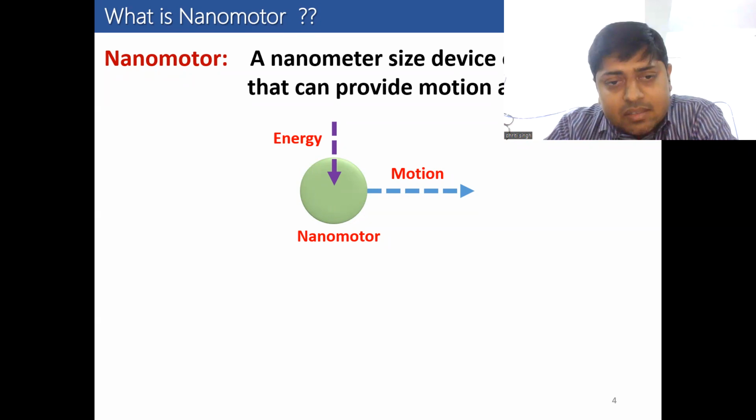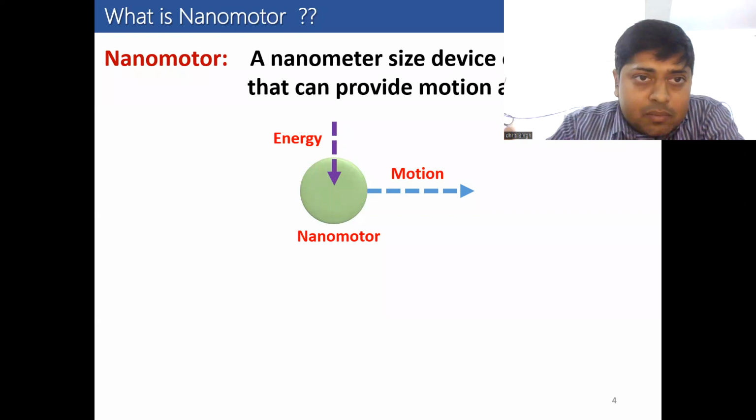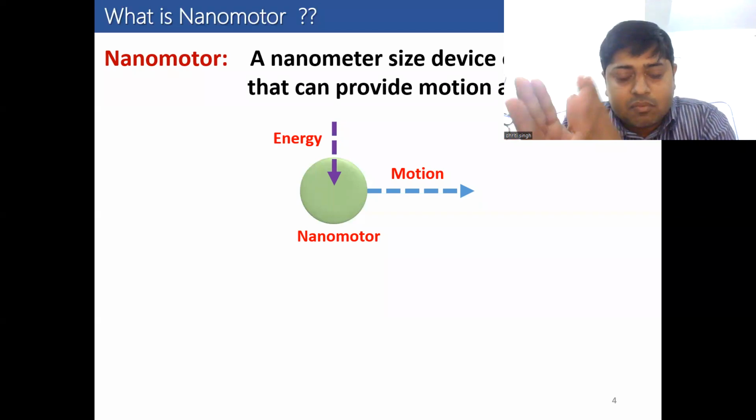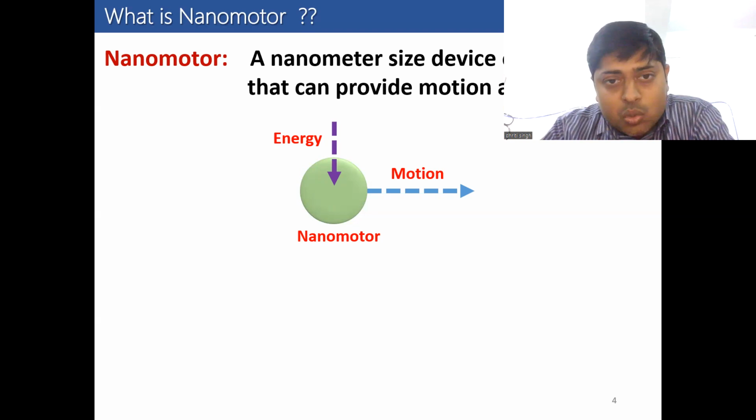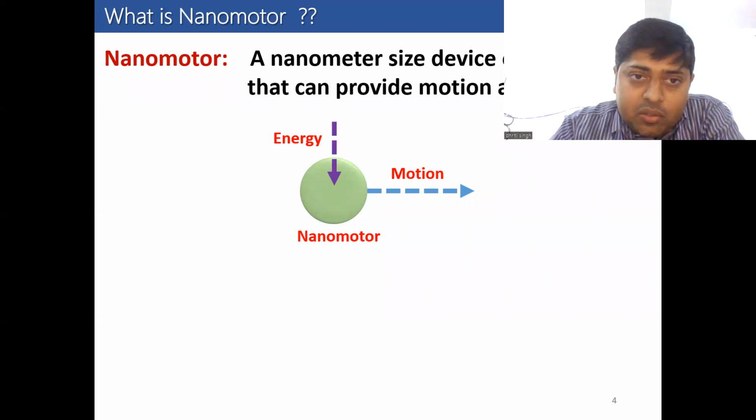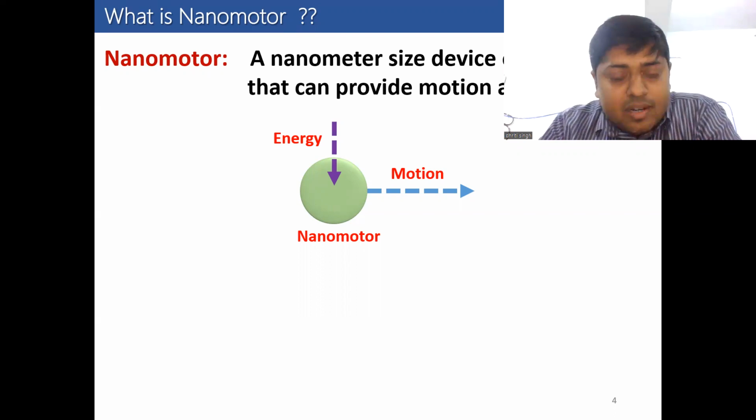Okay. And now when I say, sometimes I say nanomotor, sometimes I say micromotor. So there's no basic difference in the understanding of these structures. There is no basic difference in the physics of the propulsion or conversion of this energy into motion. The only difference is the size. So when you design your motors of nanometer size, considering some applications in mind, then you call them nanomotors. And when they are bigger, then we call them micromotors.